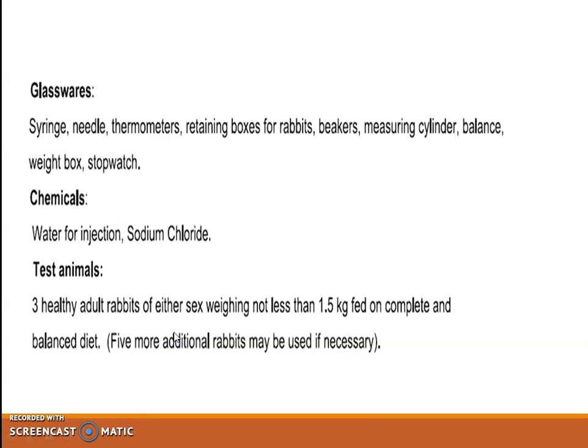The glassware required for this test are syringes, needle, thermometer, writing boxes for rabbit, beaker, measuring cylinder, balance, weighing box, and stopwatch. Chemicals used are water for injection and sodium chloride. Test animals required for this test are 3 healthy adult rabbits, either male or female, weighing not less than 1.5 kg, fed on a complete and balanced diet. We require 5 more additional rabbits that may be required if necessary to perform the test again.